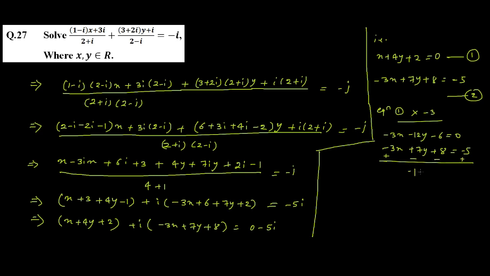So this will become minus 19y minus 14 is equal to 5, which implies minus 19y is equal to 19, which implies y is equal to minus 1. And if you put the value of y in either of equations 1 and 2, you will get x as 2. So the question was asking to solve where x, y belong to real numbers, and this is our required answer. So x is 2 and y is equal to minus 1.